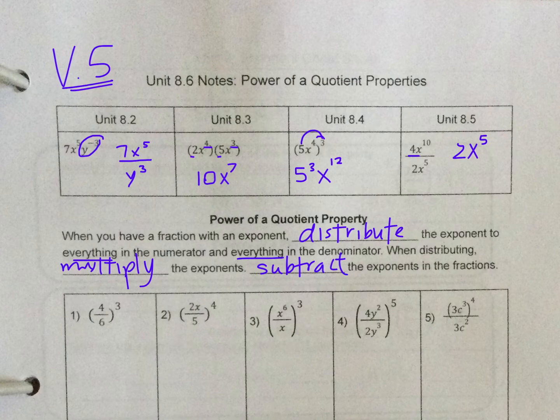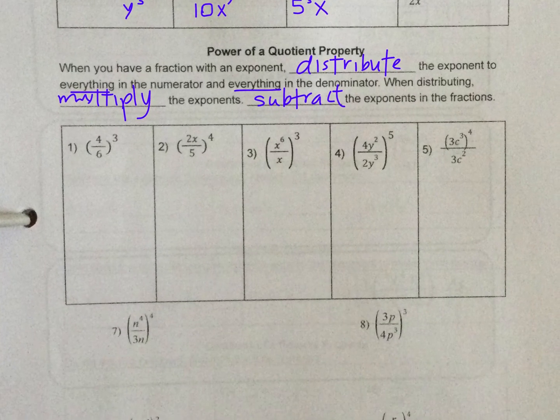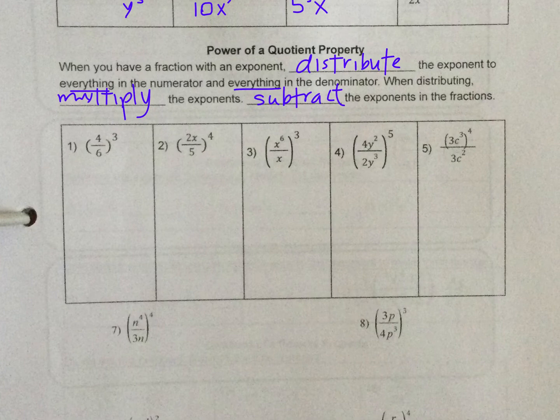So let's see what we're talking about. So let's do some practice so I can show you what I'm talking about. All right. So when I say distribute it everywhere, that would become 4 to the third, 6 to the third. And actually with that one, you could straight up just type it in your calculator because there's no variables.